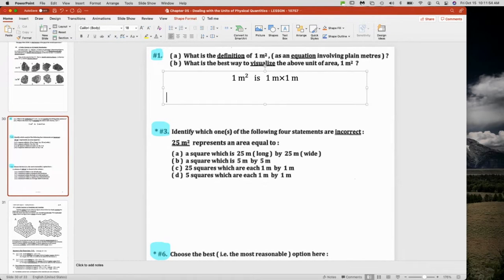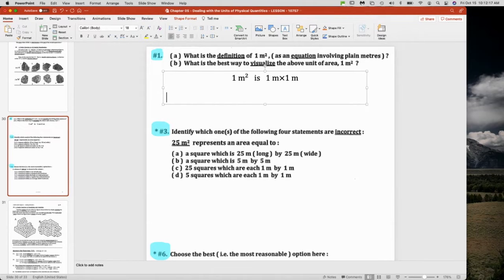So look around your room, look around your home, look outside your home, and think about what object in your home or around your home is the closest to 1 square meter. And I'll do the same. I'm looking around here and I see a little coffee table, and the coffee table has a diameter of just over a meter.